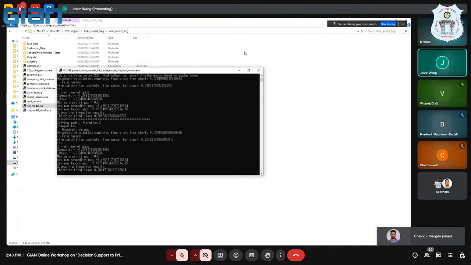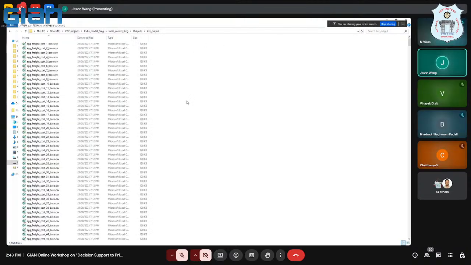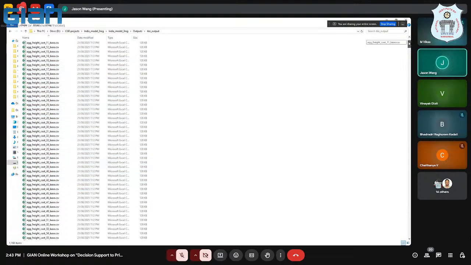Okay. Now, in terms of interpreting the outputs, let's have a look at an example of an output. So many of these outputs don't really make much sense to us.